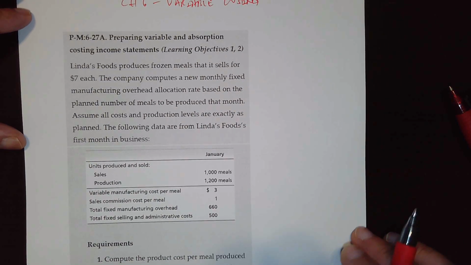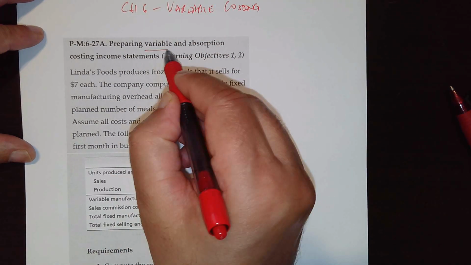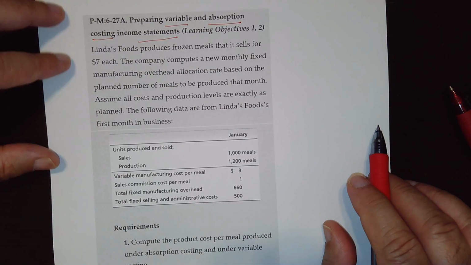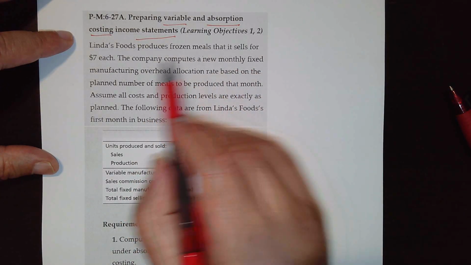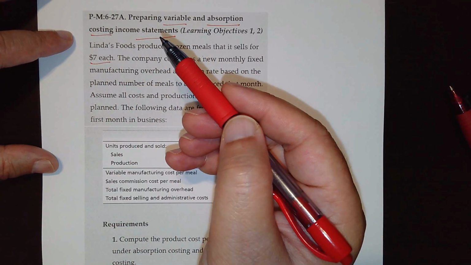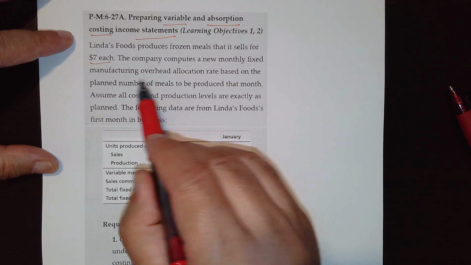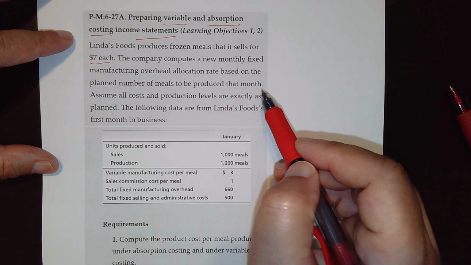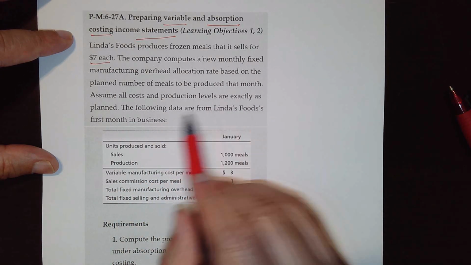All right, so I have picked this question 6-27A from the back of the chapter, and it says preparing variable and absorption costing income statements. And this is the problem statement. Linda Foods produces frozen meals that it sells for $7 each. So that's the sales price. The company computes a new monthly fixed manufacturing overhead allocation rate based on the planned number of meals to be produced that month. Assume all costs and production level are exactly as planned.